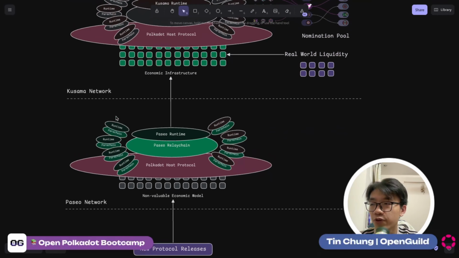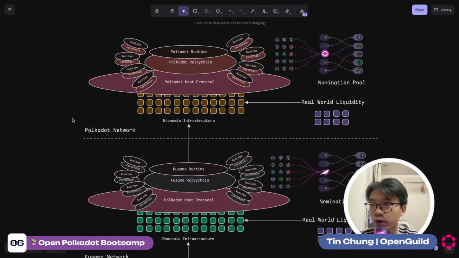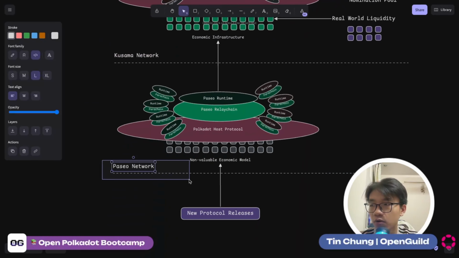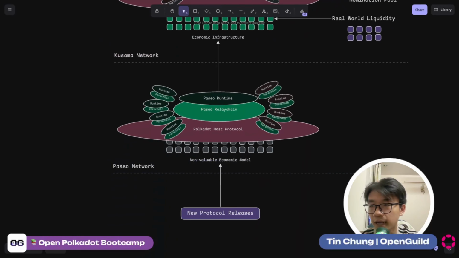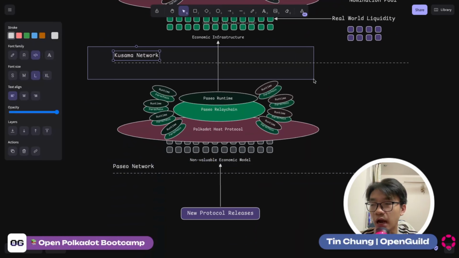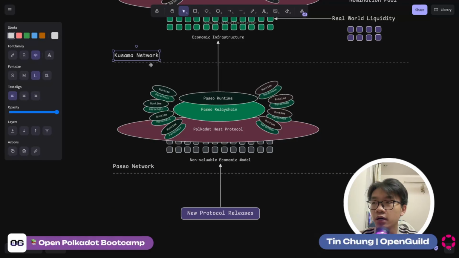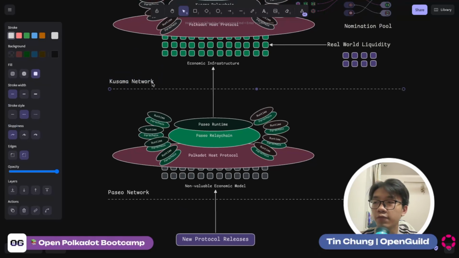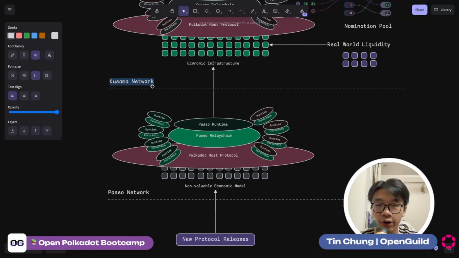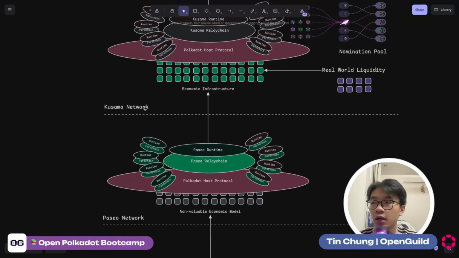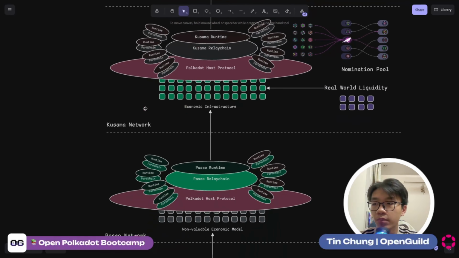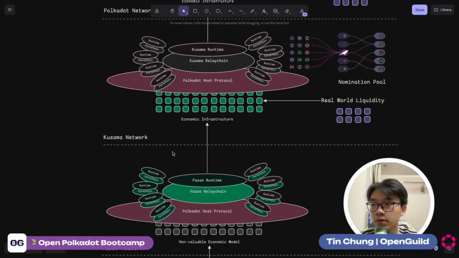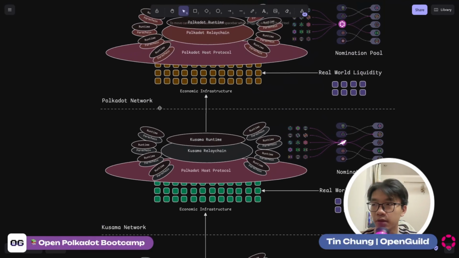What is the difference between the networks? For Polkadot, it's the mainnet, and we all know that. Then Paseo is a testnet. Then Kusama is a Canary network. In Polkadot, the concept of a Canary network might feel a bit strange if you are a developer from another blockchain ecosystem. In other ecosystems like Ethereum, you have Goerli and Sepolia, the testnets, and you only have the concept of the testnet and the mainnet.